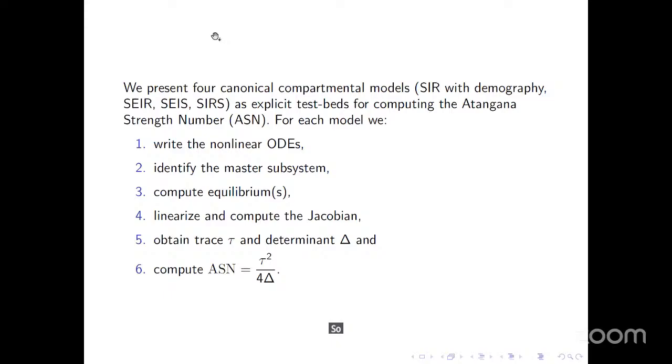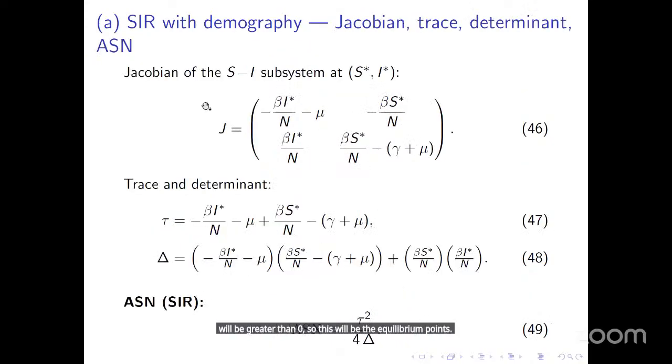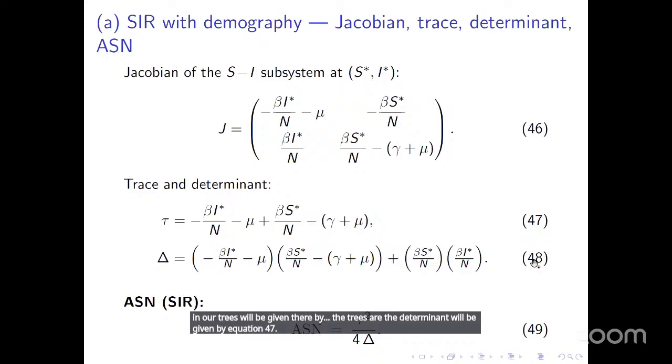So if you have a system with demography, you have a model of this form, the same SIR model. The master subsystem will be S, N, I. The endemic equilibrium point will be where the equilibrium of I is greater than 0. This will be the equilibrium point, and the related Jacobian will be of this form. Then our trace and determinant will be given by equations 47 and 48.